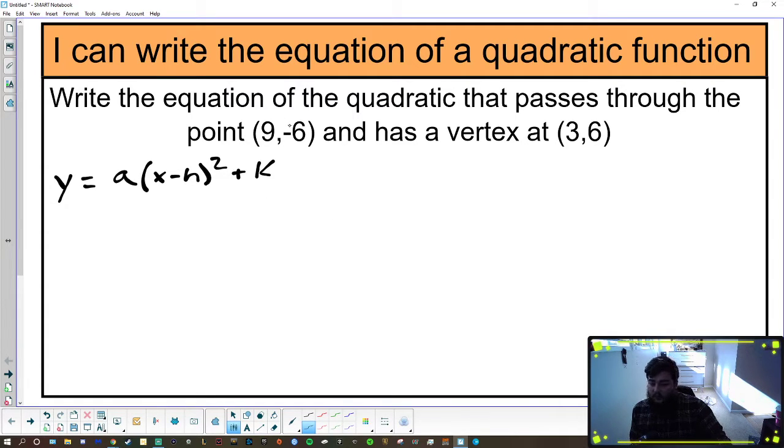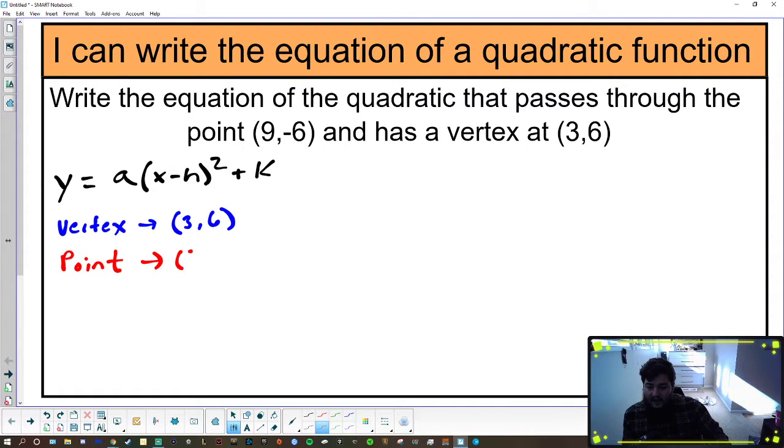A couple things we know from the problem: they told us the vertex, and the vertex is at the point (3, 6). And we were given a random point, which is at (9, -6). Now, the vertex is that special point. It's either the high or low of our quadratic. And this point is just a random point that our quadratic passes through. There's nothing really special about it.